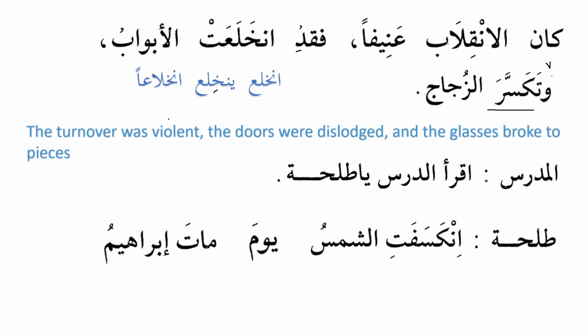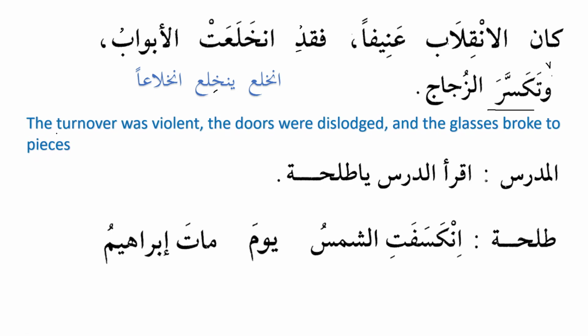Again from number 5, giving us the meaning of passive. As we have seen, this is مُطَاوَعَةٌ of from number 2. So from number 2 you make someone do something, but from number 5 sometimes it is passive. It gives the meaning that something happened and it happened by itself. So in khala'a yankhali'u, inkhila'an is to be dislodged. So if you look at the translation, the turnover or capsizing was violent or severe. The doors were dislodged, as we can see over here.